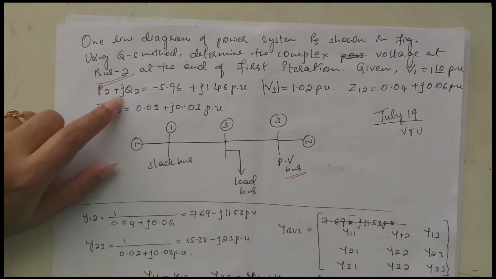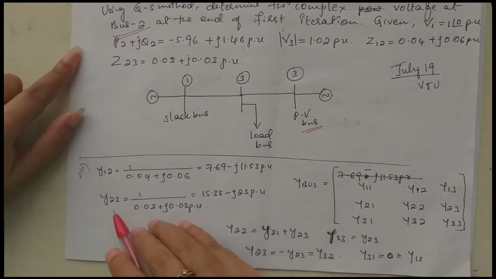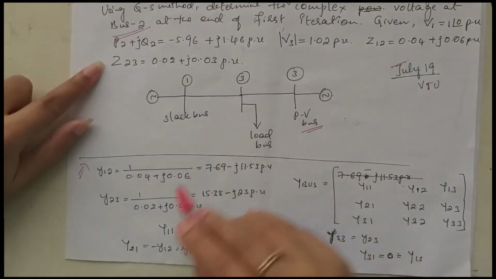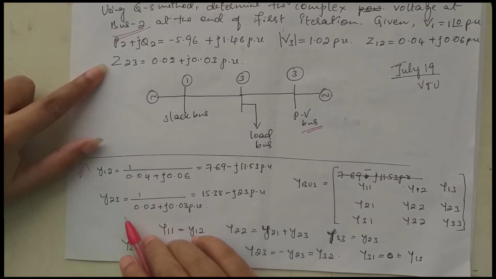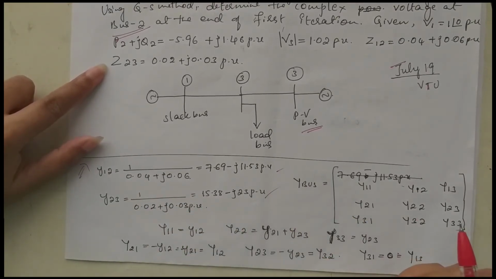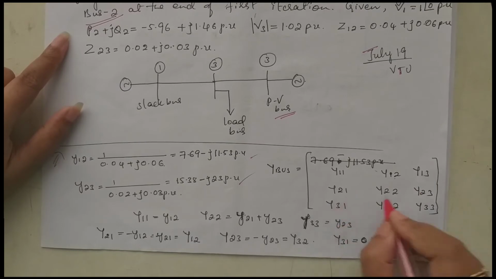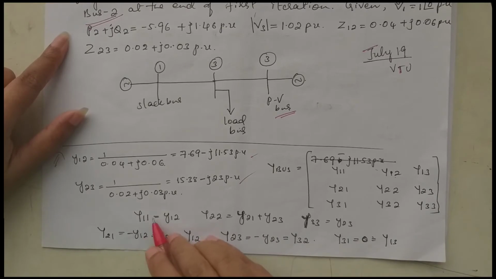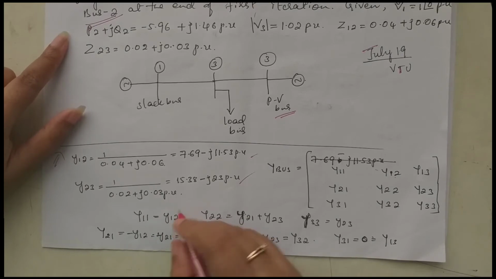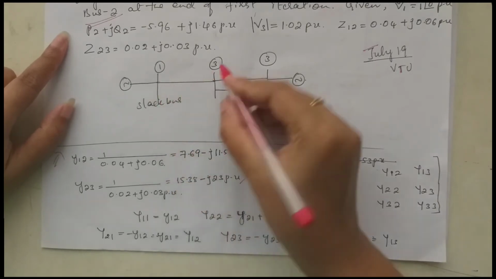First step, we have to calculate the value of Y12, Y23 because Z12 and Z23 are given. The reciprocal of Z12 is Y12, the reciprocal of Z23 is Y23. Next, Y bus is equal to Y11, Y12, Y13, Y21, Y22, Y23, Y31, Y32, Y33. Capital Y11 is equal to Y12, since no other lines are connected to bus 1.